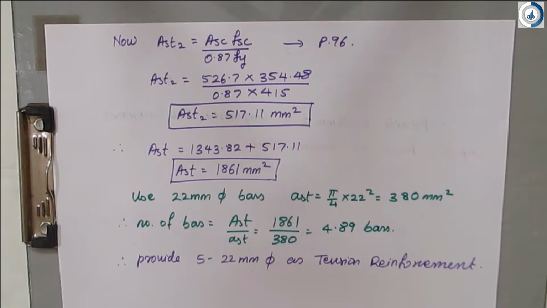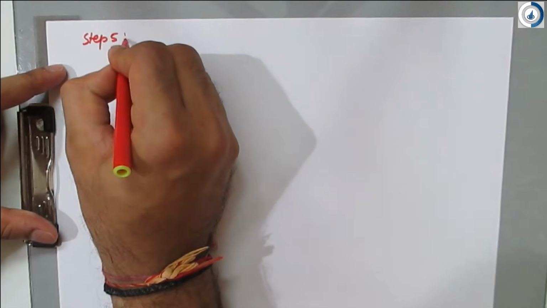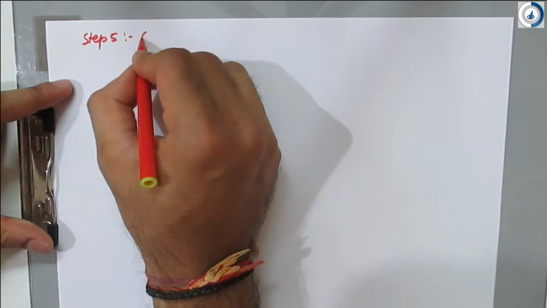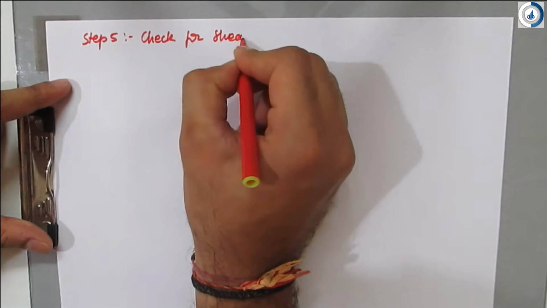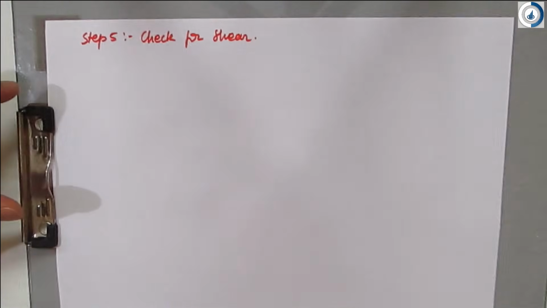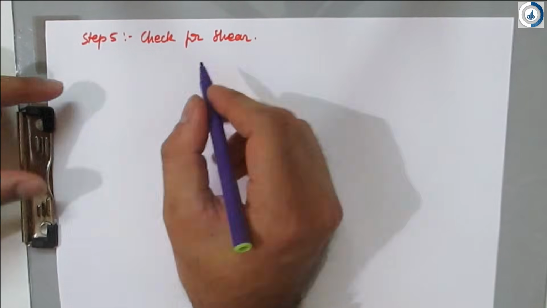So this is how you calculate the area of steel in compression as well as in tension zone. Okay, so now the last step which is remaining is check for shear. Now step 5, check for shear. This remains the same for singly reinforced as well as doubly reinforced beam.